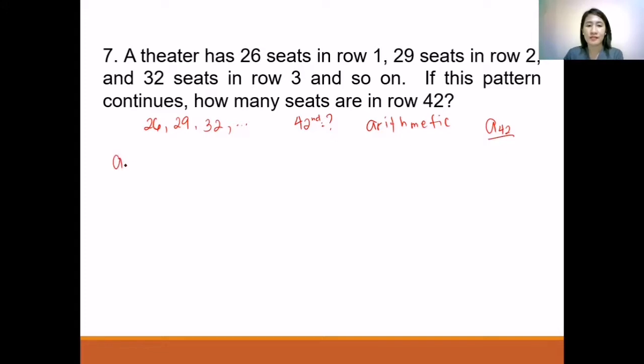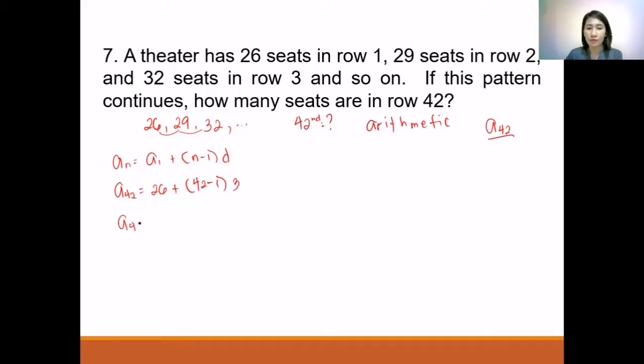So, let us now apply the formula A sub n is equal to A sub 1 plus the quantity n minus 1 times d. We substitute A sub 42. We know that the first term is 26. Then we're looking for the 42nd row, so 42 for n, minus 1, and then the common difference. What number do we add to get the next term? That is actually 3.